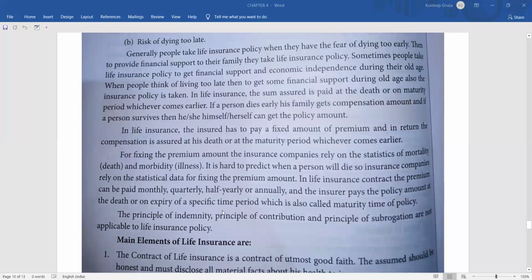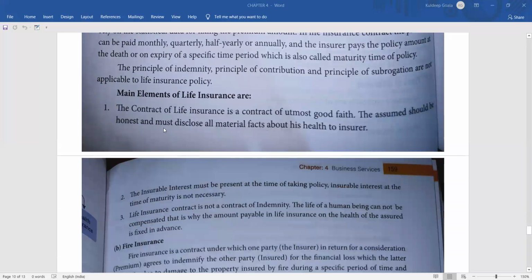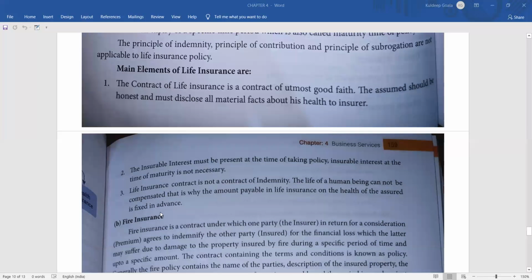The basic elements of life insurance: first, the contract of life insurance is a contract of utmost good faith. You should not provide wrong information. Suppose a person is suffering from cancer and he took life insurance. After a few days he died. If it is disclosed at that time, it will be taken as void, meaning it will not be accepted. The insurance contract will be cancelled automatically. So that thing should be utmost good faith.